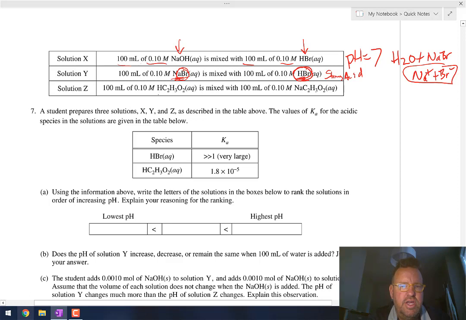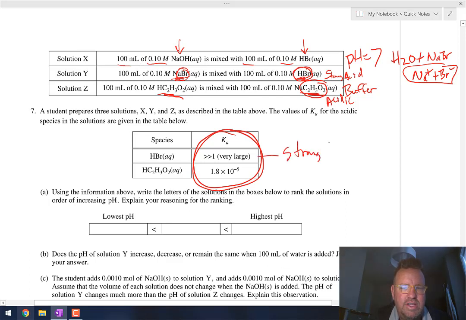And then solution Z, you've got a weak acid mixed with some of its conjugate base. Absolutely, that is an acidic buffer solution. And even if you didn't remember that HBr was a strong acid and acetic acid was weak, they tell you that right here. When you have a very, very large Ka, that's telling you that's a strong acid that completely dissociates, whereas one with such a low Ka tells you that's a weak acid. However, you should have known that already. You should know what the strong acids are.